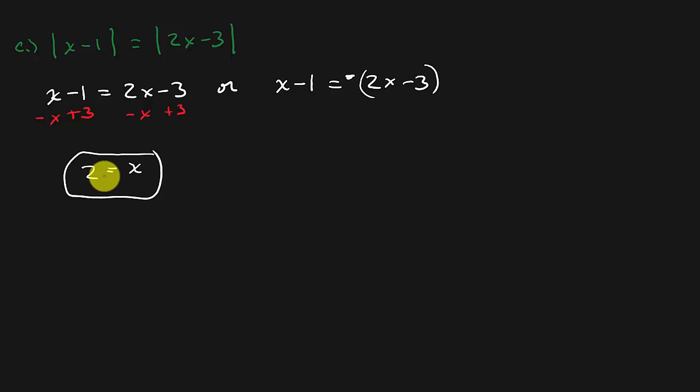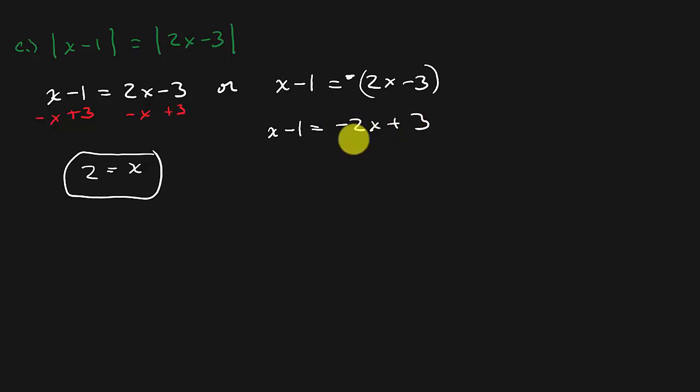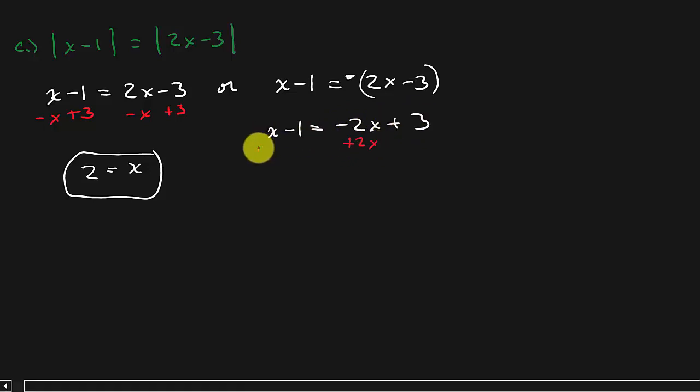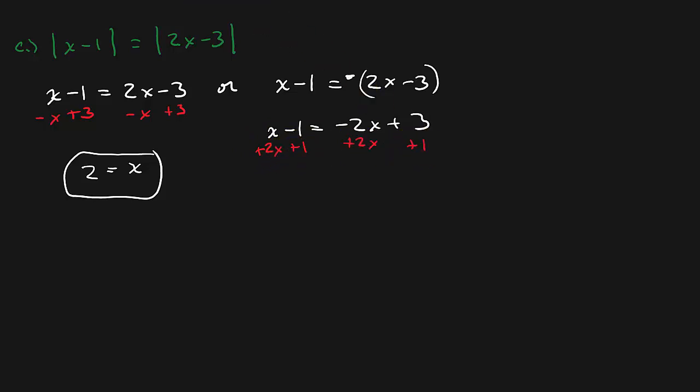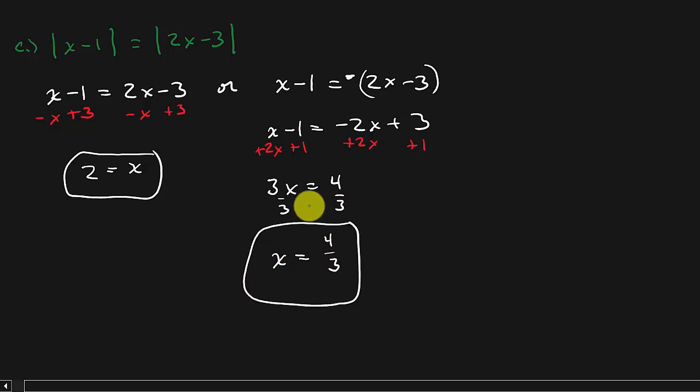All right. So now to solve this one, let's distribute the negative. So x minus 1 equals negative 2x plus 3. And so then I can add 2x to both sides, add 1 to both sides. And so I get 3x equals 4. Divide both sides by 3. x equals 4/3. And we are done.